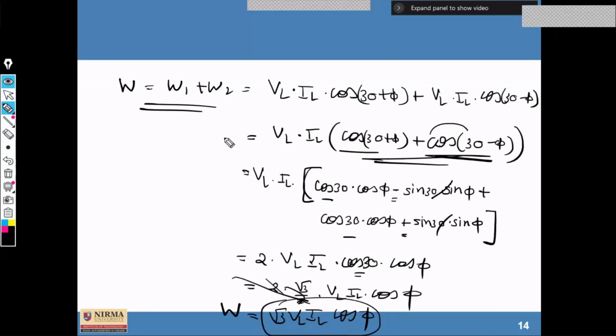So this way we can prove that by the 2-meter method also we can measure the power, whether it is connected in delta or in star. Clear, everyone? So this is the measurement of power by the 2-meter method.